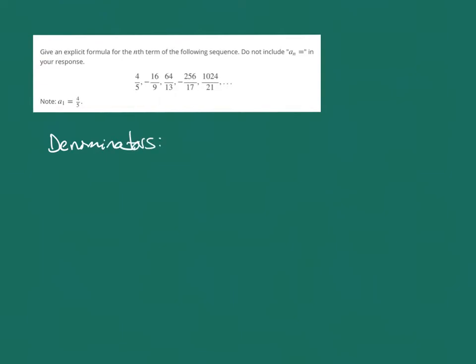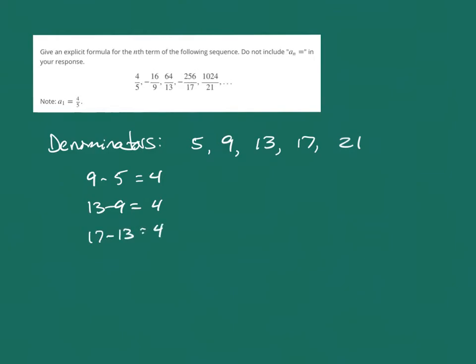In the denominators, I'm really seeing a pattern of 5, 9, 13, 17, 21. Well, if I look at those and look at common consecutive differences, if I look at 9 minus 5, I get 4. If I look at 13 minus 9, that also gives me 4. If I look at 17 minus 13, I get 4. And finally, if I look at 21 minus 17, one more time I get 4.